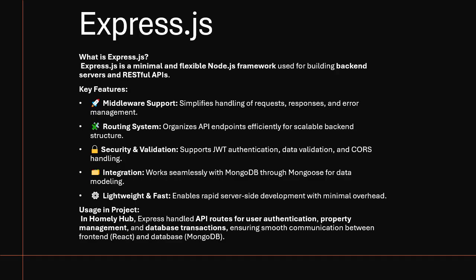Then, Express.js is a minimal and flexible Node.js framework used for building backend servers and RESTful APIs. The key feature of Express.js is middleware support. It simplifies handling requests, responses and error management. It works seamlessly with MongoDB through Mongoose for data modeling. It is lightweight and fast, which enables rapid server-side development with minimal overhead. In our project, Express is used to handle API routes for user authentication, property management and database transactions, ensuring smooth communication.